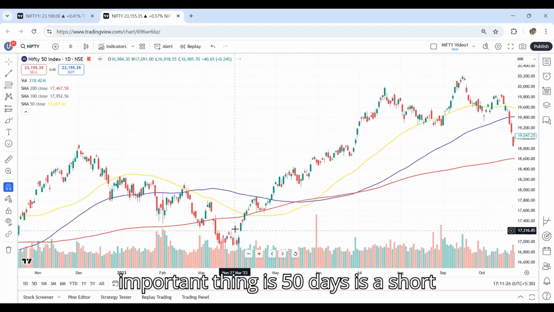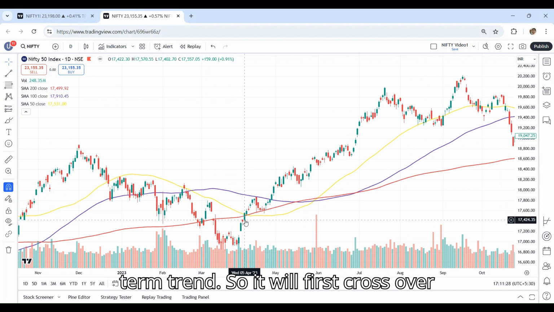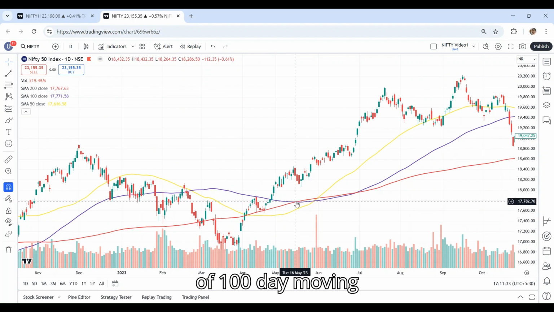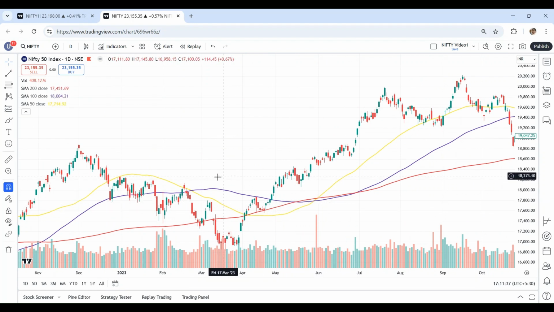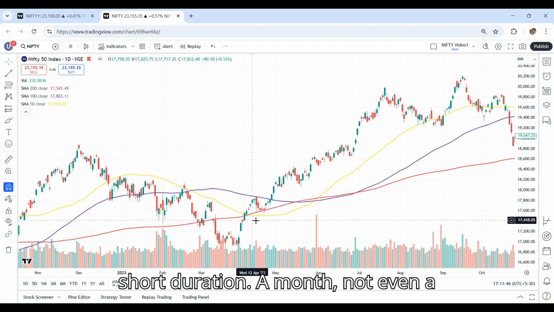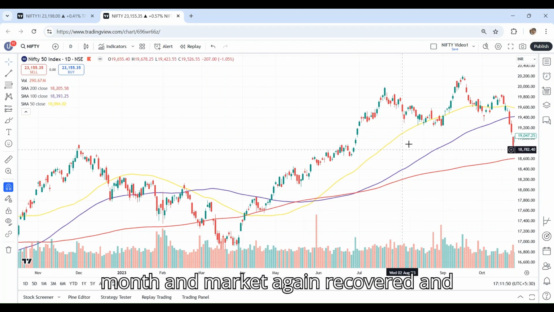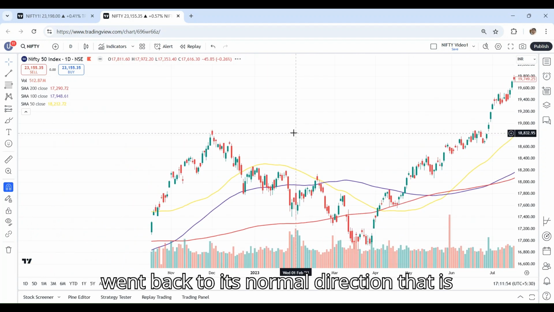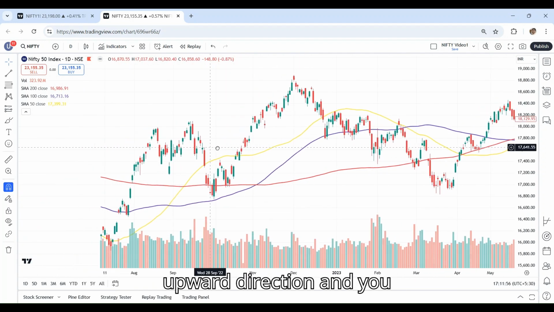The important thing is that the 50-day is a short-term trend, so it will first cross over the 200-day. Then comes the turn of the 100-day moving average. Here it is a recovery, and this downtrend lasted for a very short duration, not even a month, and the market again recovered and went back to its normal direction, that is the upward direction.